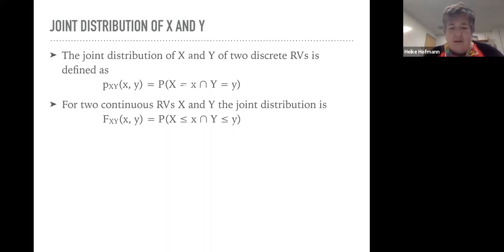For the joint distribution of continuous random variables, it would be easiest to just define the distribution of the joint random variables as the probabilities that X is less than or equal to little x, and at the same time Y is less than or equal to little y. But that's it for continuous random variables. That's as far as I go with defining joint distributions.